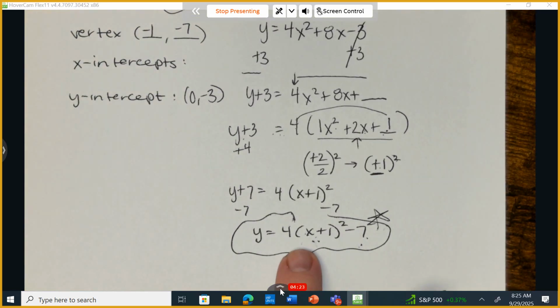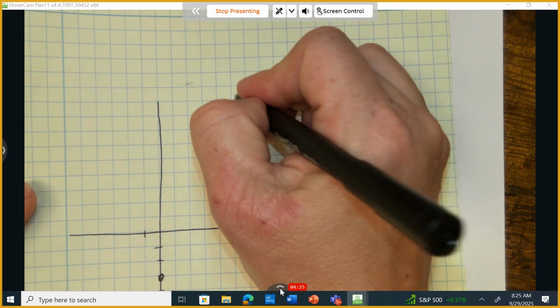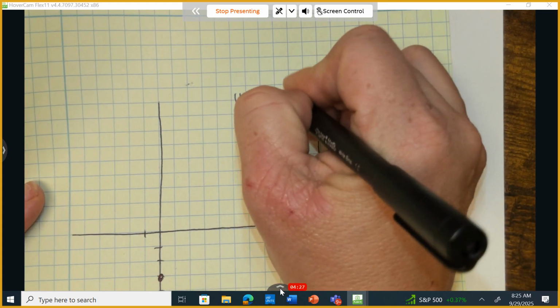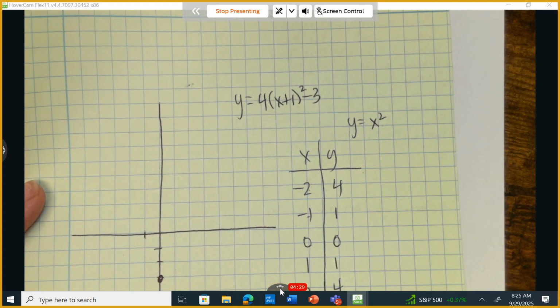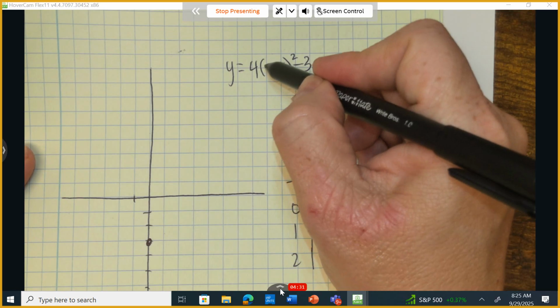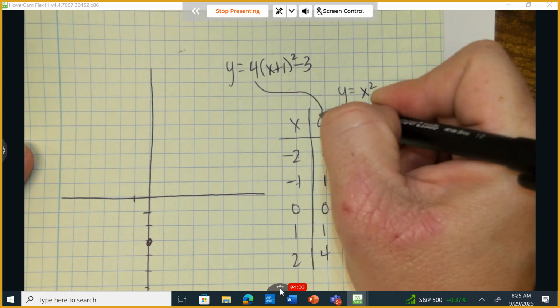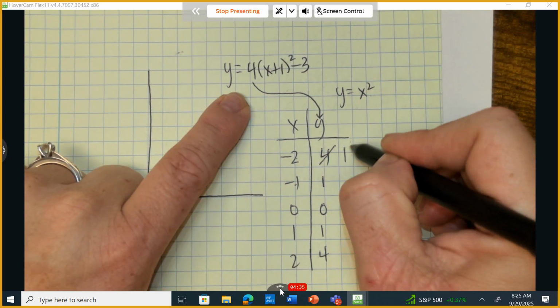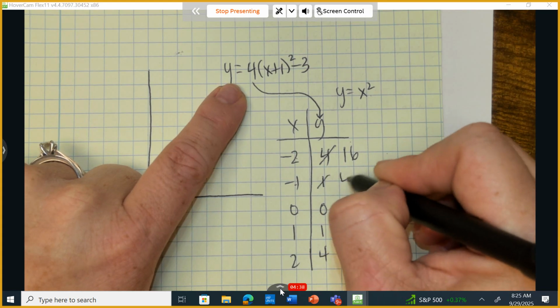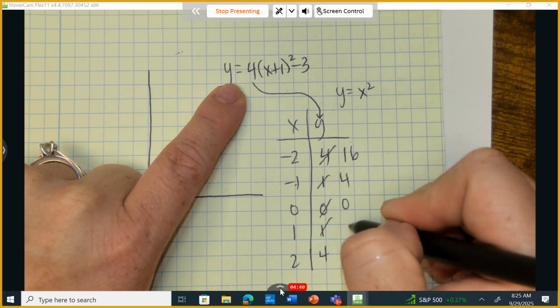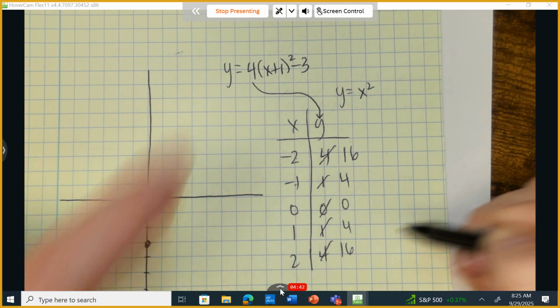Remember, this is the equation I have. So I'm going to write that down. y equals 4 times (x plus 1) quantity squared, minus 3. Anytime there's a value out in front, it must be multiplied by the y values. 4 times 4 is 16. 4 times 1, 0 times 4, 1 times 4, 4 times 4.